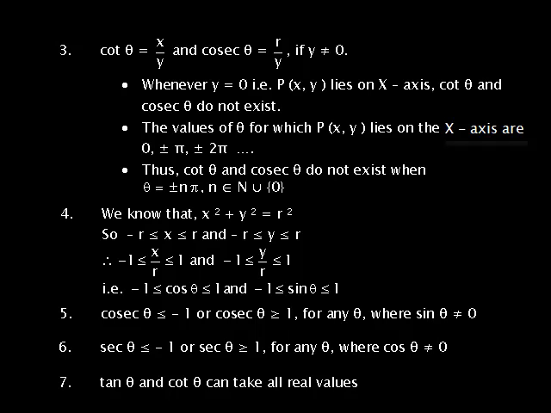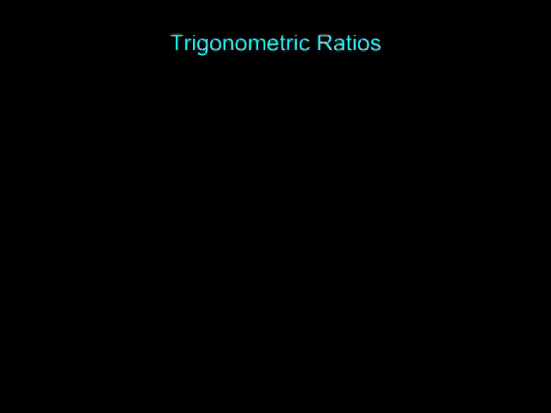Cosec theta less than or equal to minus 1 or cosec theta greater than or equal to 1 for any theta where sin theta is not equal to 0. Sec theta less than or equal to minus 1 or sec theta greater than or equal to 1 for any theta where cos theta is not equal to 0. Tan theta and cot theta can take all real values.